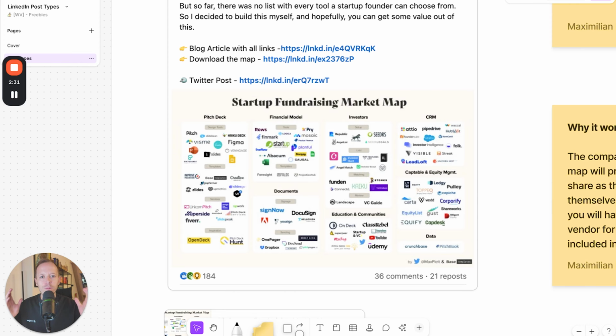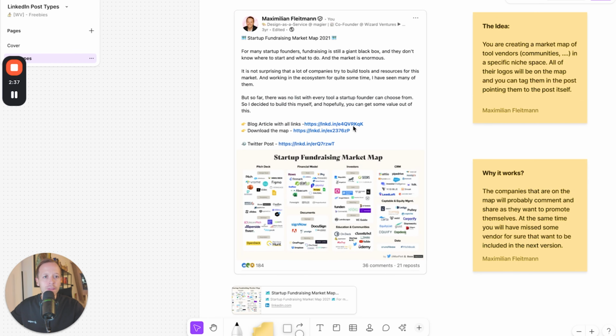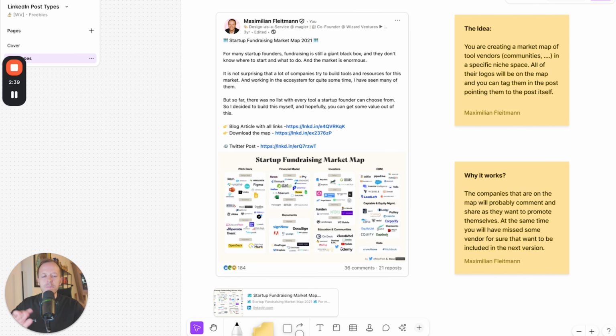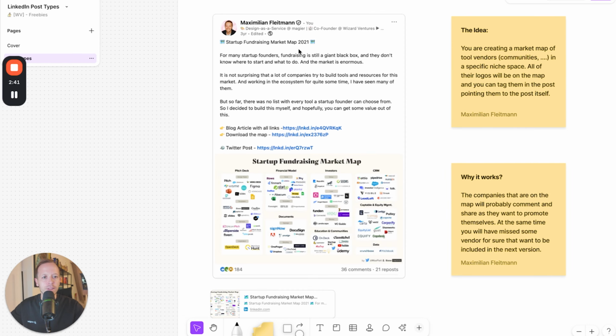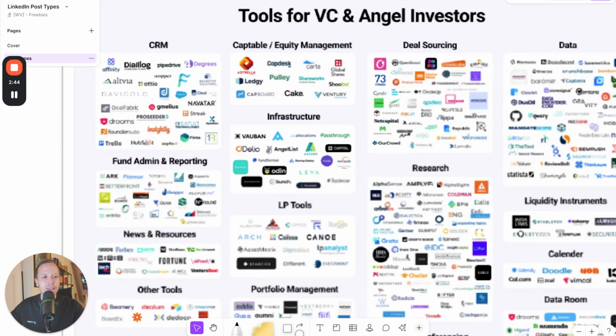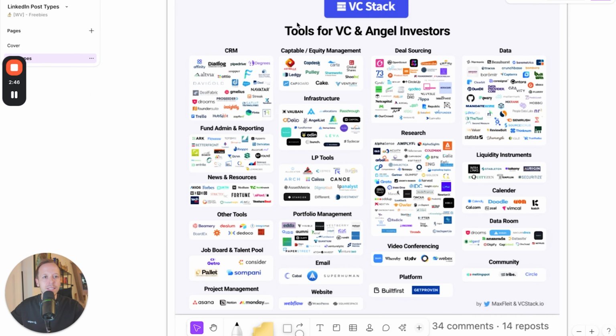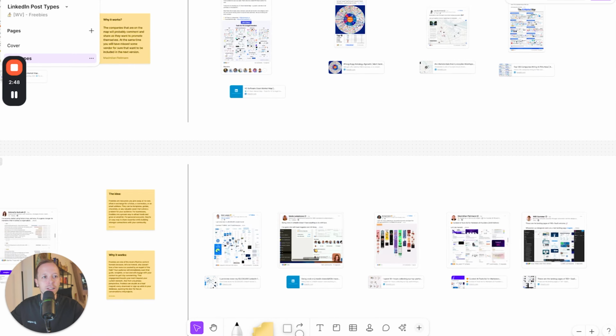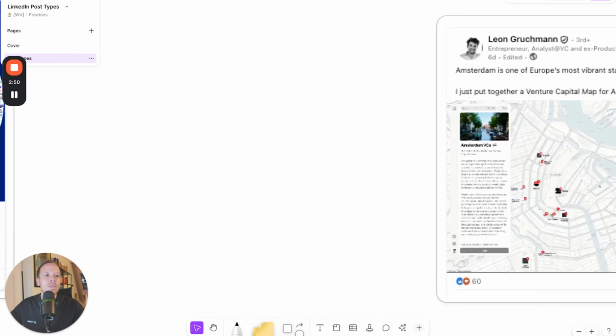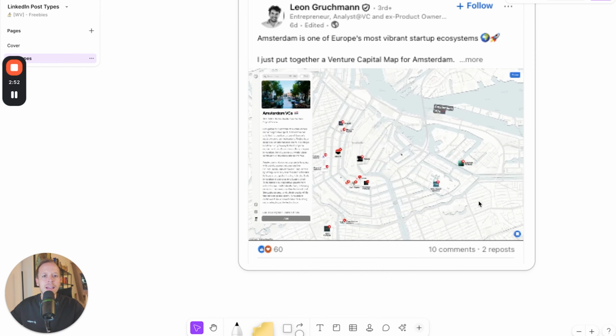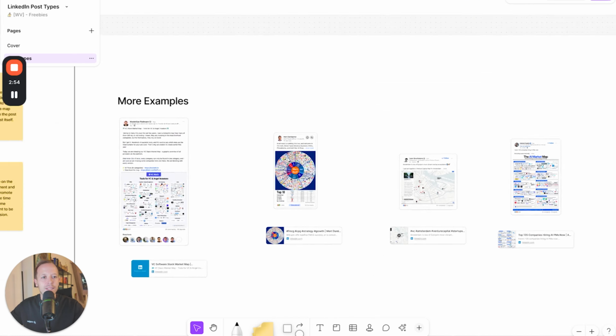On the other side, there will be a lot of vendors that I forgot, and they will be commenting, please include me on the next list. And these market maps work super, super well, especially also for backlinks and all sorts of stuff. One example of it, another example I did back then for my company VC Stack, I did the same for VC and angel investors. But you can literally think of everything. It can even be a map of startups in any given city.